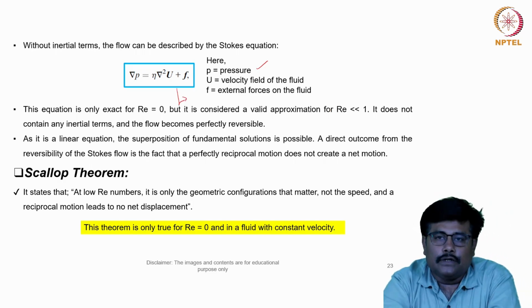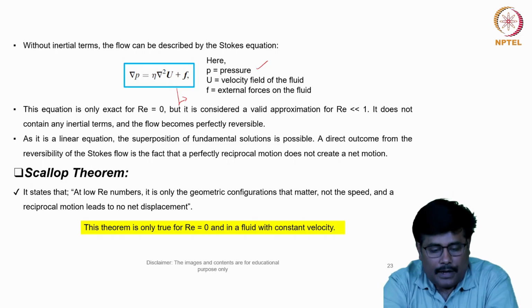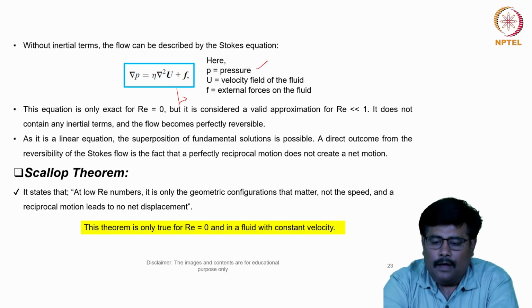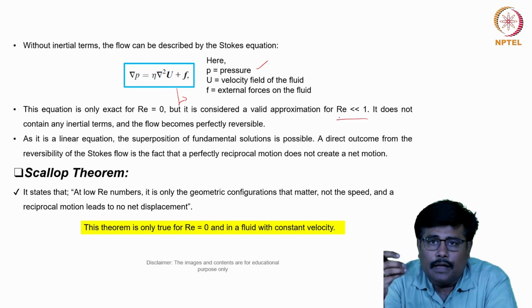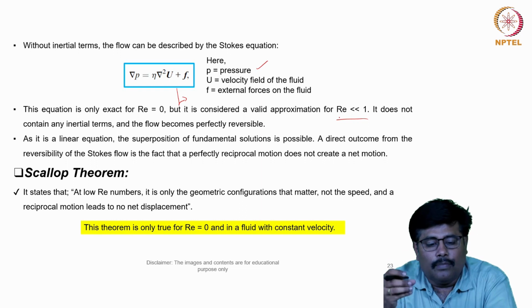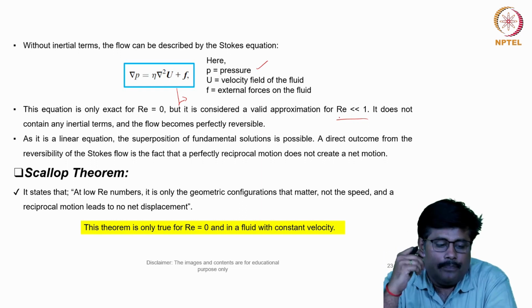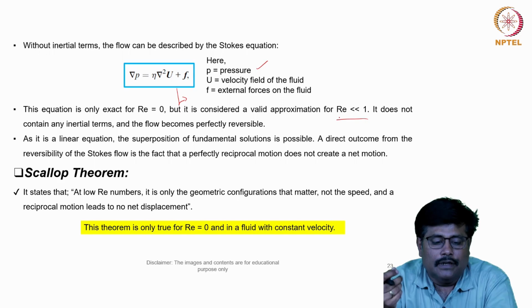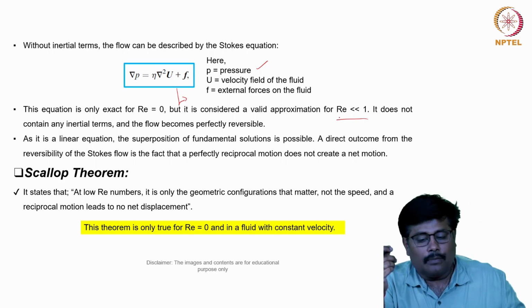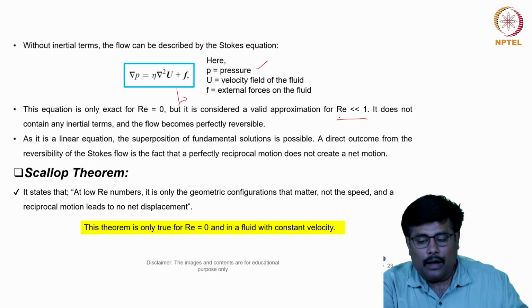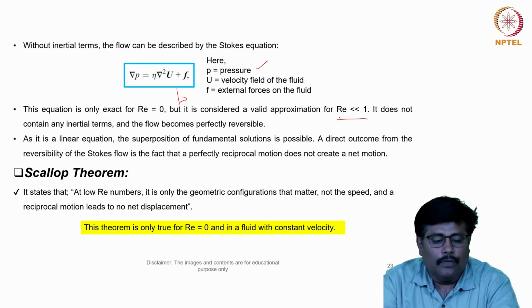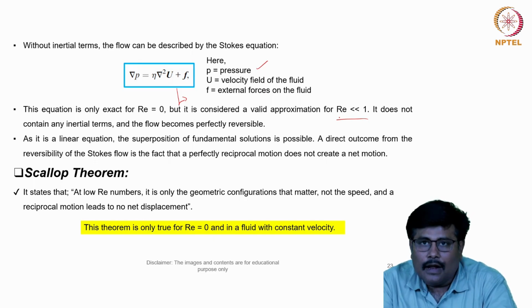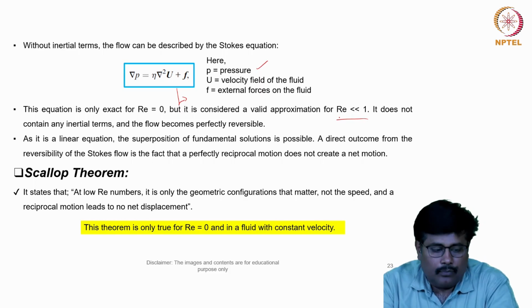This equation is only exact for Re equal to 0, but it is considered a valid approximation for Re less than 1, and it does not contain any inertial terms, and the flow becomes perfectly reversible. As it is a linear equation, superposition of fundamental solutions is possible. A direct outcome of the reversibility of the Stokes flow is that perfectly reciprocal motions do not create any net motion.